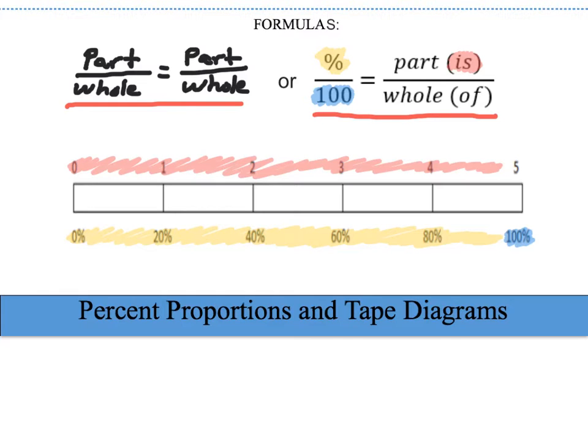I'm going to take a green color, the highlighter for green, and I'm going to color my of. And I know the of represents the whole. In my tape diagram, the 5 is going to be colored in green because the 5 represents the whole amount. So let's use these key concepts to solve the following examples.